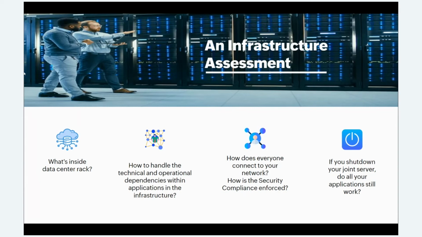So, let's say you have joint servers in your infrastructure, and these servers help run various applications. If the joint server is shut down, do all the applications that depend on it get shut down as well? Will these work? So, how do you actually handle these challenges? When you're doing an infrastructure assessment, you should be able to get an answer to all of these questions.